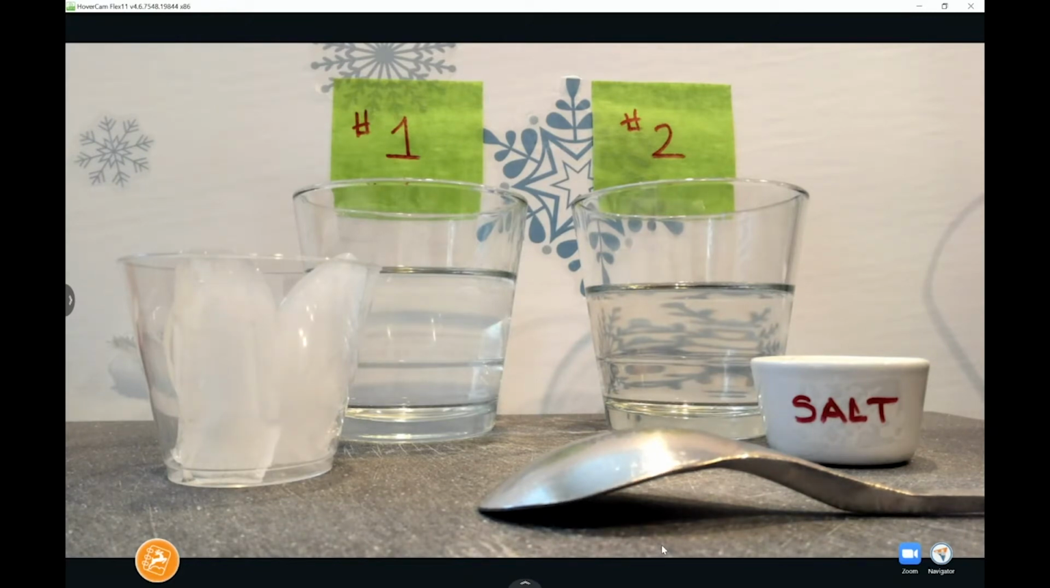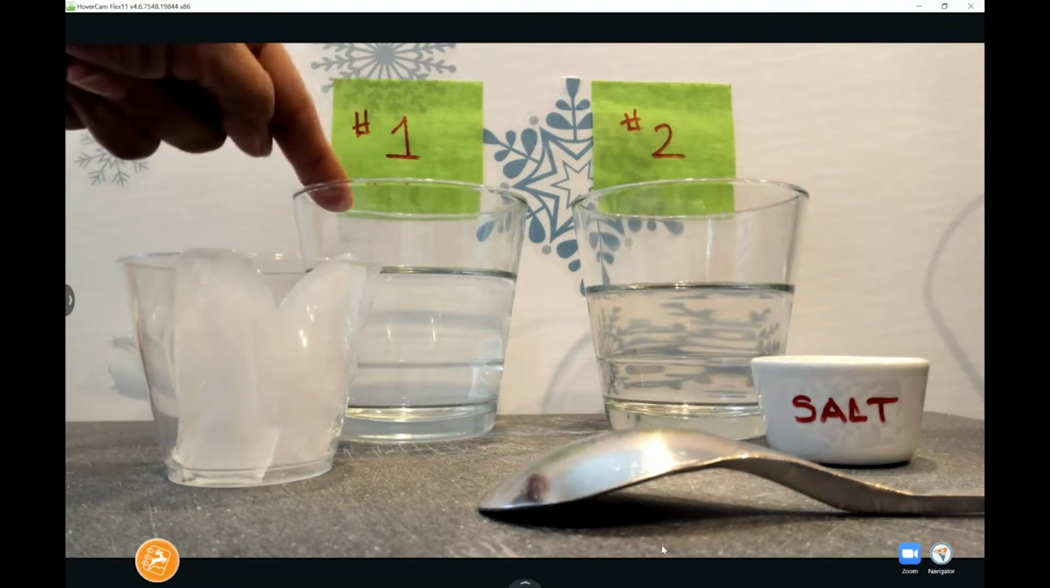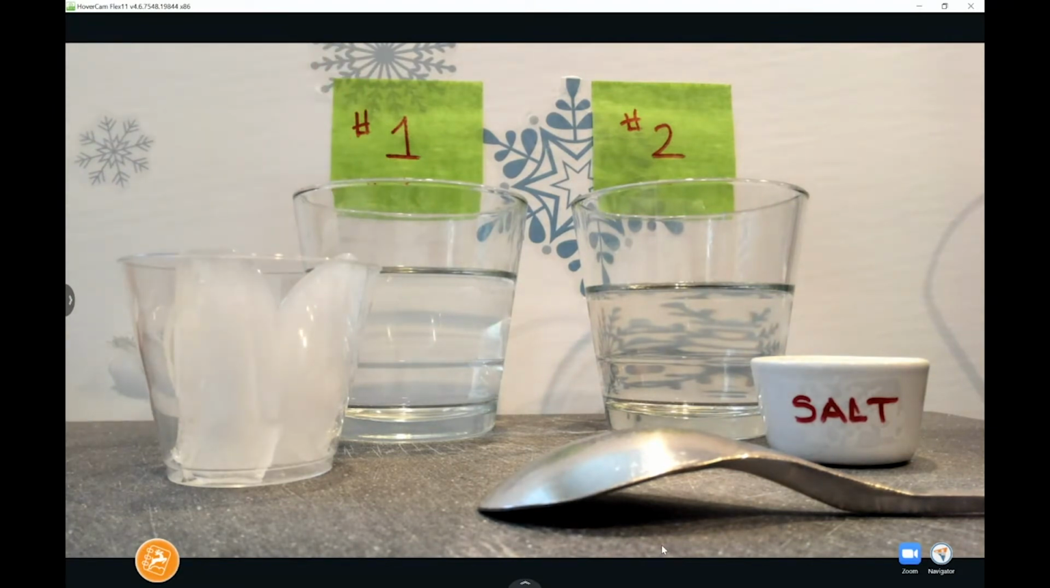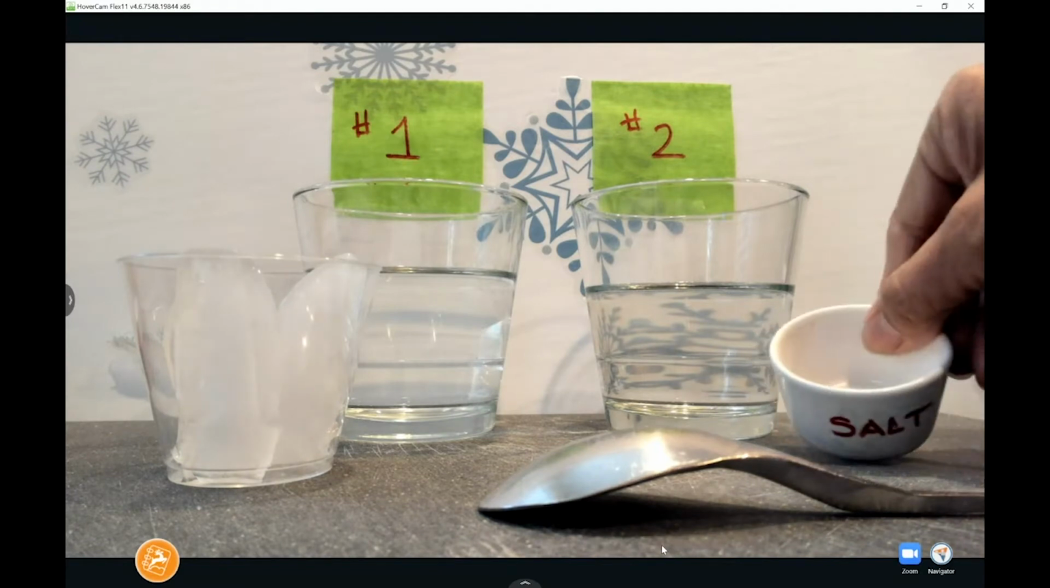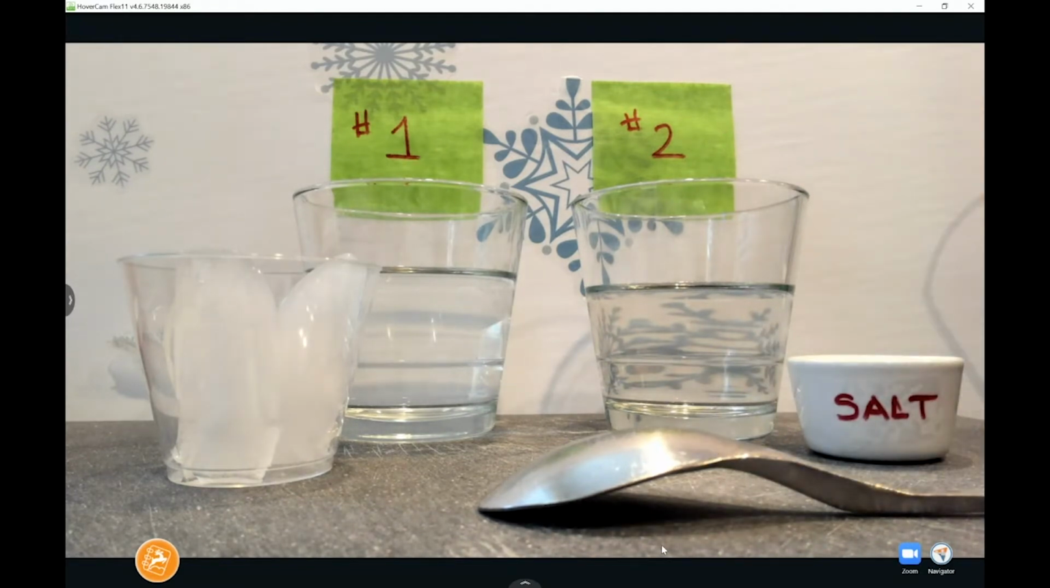Now, I want you to make some predictions. You can think about these in your head, but more importantly, I'd like to see if you guys can write them in the chat. So go ahead and get your fingers ready to type. I want you to make some predictions and type them in the chat for me. First prediction, number 1. What do you think will happen when I put the ice cubes in the first glass? Go ahead and type a prediction. And then prediction number 2, what do you think will happen if I pour this salt in the glass? Do you think either one of them are going to change their forms of matter?